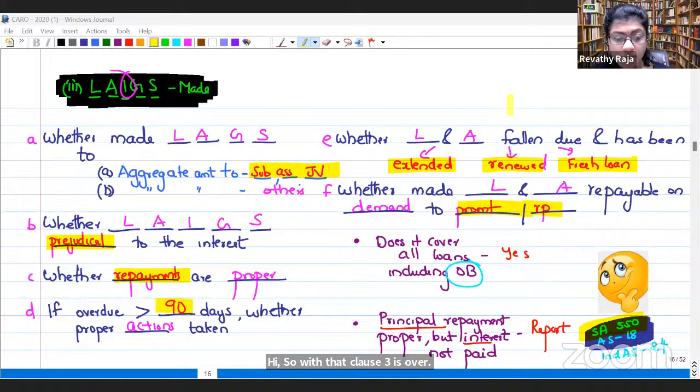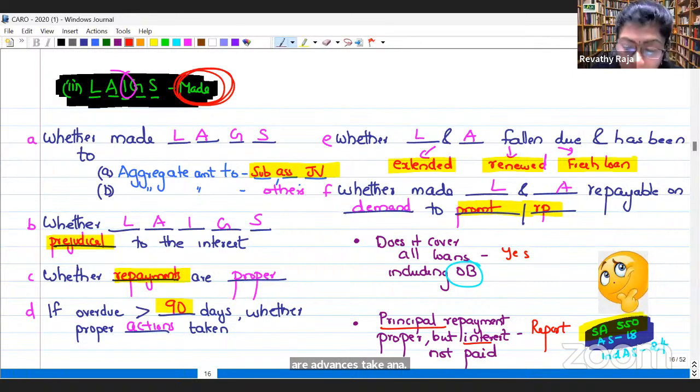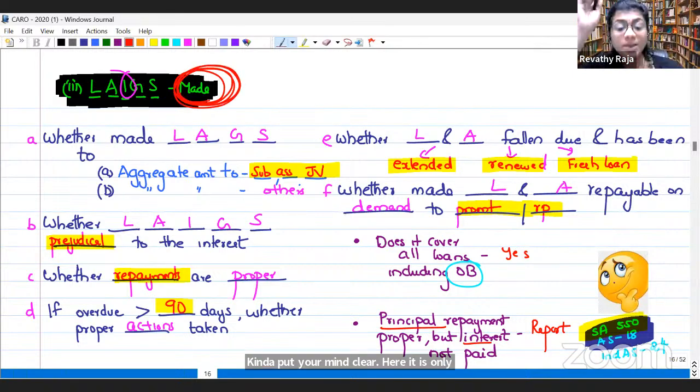Point F means loans. Nandu, come on. Loans and advances taken, no? Put your mind clear. Here it is only made, issued. It is your asset. It's not taken. It is given, made.